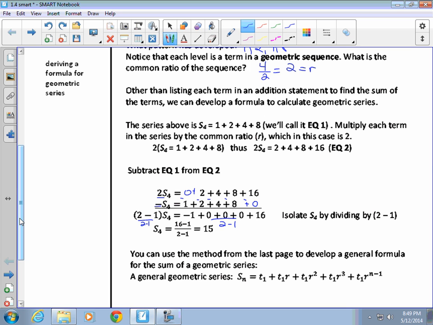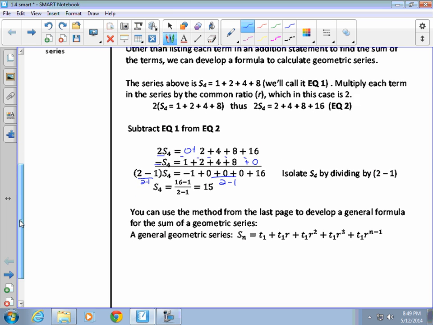All I did is multiply my original series by my common ratio, and then solve for the sum. You can use the method from here to develop a general formula for the sum of a geometric series. A general statement is that the sum of the numbers is equal to term 1 plus term 1 times the ratio plus term 1 times the ratio squared plus term 1 times the ratio cubed plus, and so on and so on.